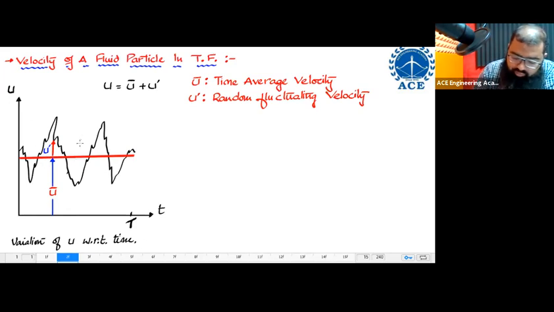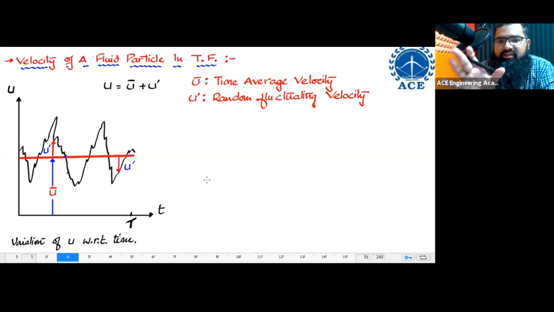U prime will also be negative. In some places you see u prime is going to be negative also. Over here u prime is negative. And let us say at this particular time, the value of u prime is 0 also. So u prime will be positive, u prime will be negative, and u prime will be 0 also. All three things are going to be there. So these two velocities we are going to break down into.